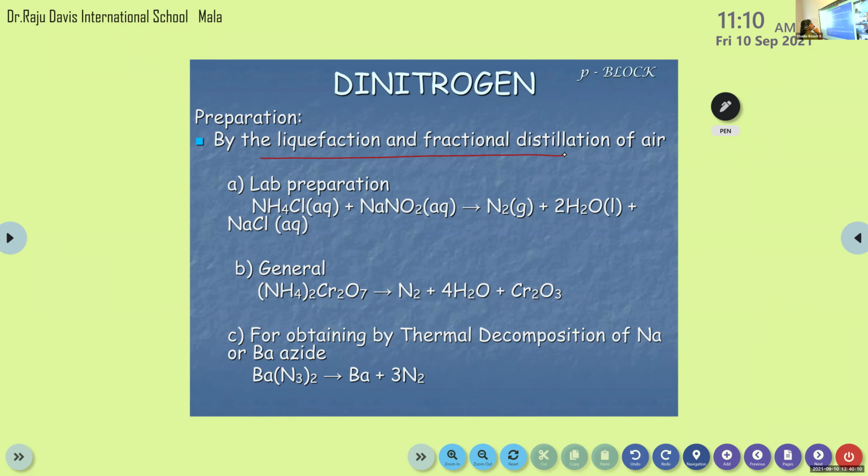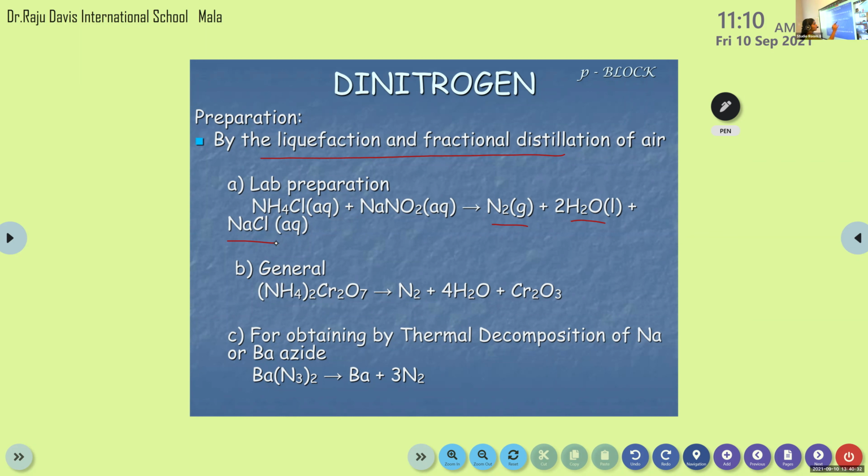Then the second one, the laboratory preparation. Here you can see ammonium chloride and sodium nitrate combined together, and nitrogen, water, and sodium chloride are formed. So this is the method of preparation in the laboratory.